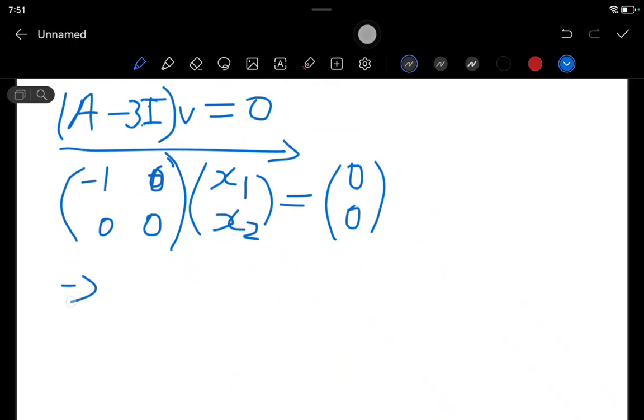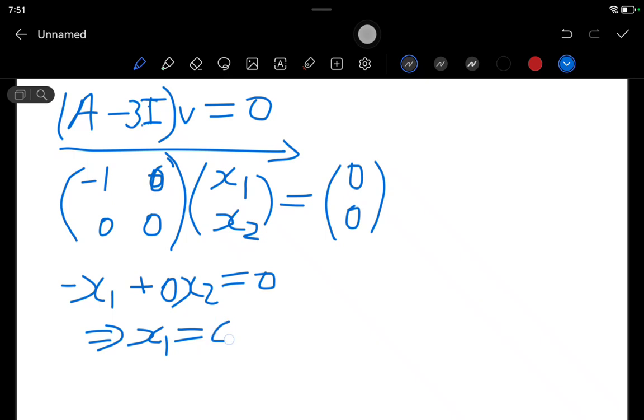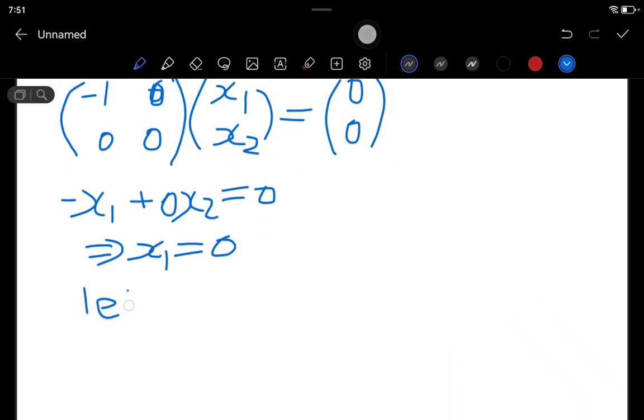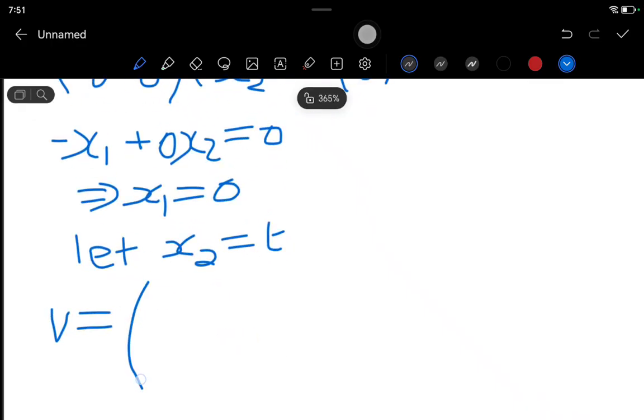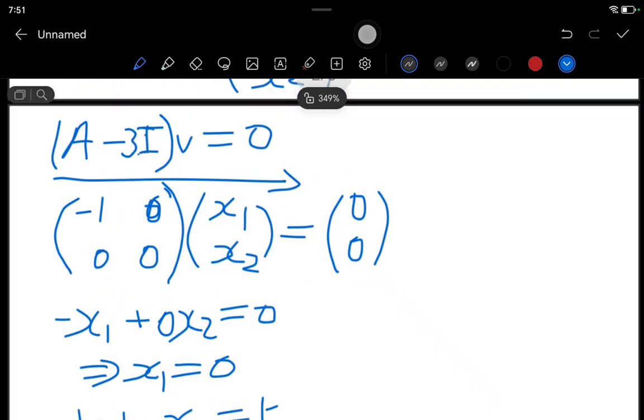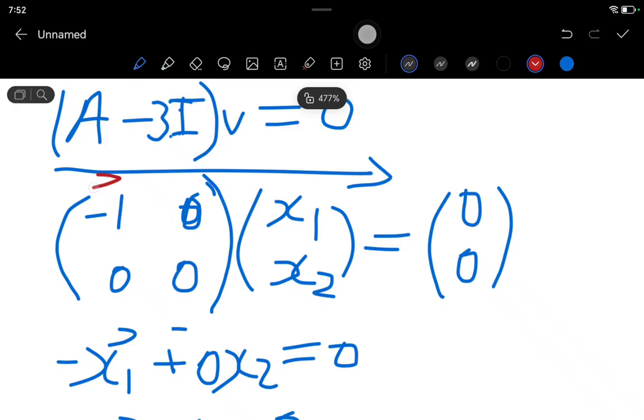This is minus x1 plus 0 x2, which is equal to 0, which implies that x1 is equal to 0. But we don't know what x2 is, so we can just let x2 be equal to t. So our v in this case is going to be equal to, the reason being we're letting x2, let's come back to here. This is x1, so this is the method that we'll be using, right?